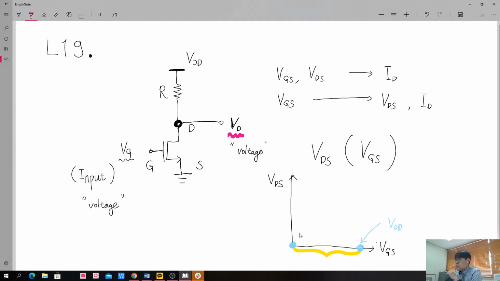We will draw what will happen in this case. Any behavior can be expected. However, let's make a further investigation of this relation. Are you all with me about our intention? Our intention is to calculate this VD versus VGS behavior.